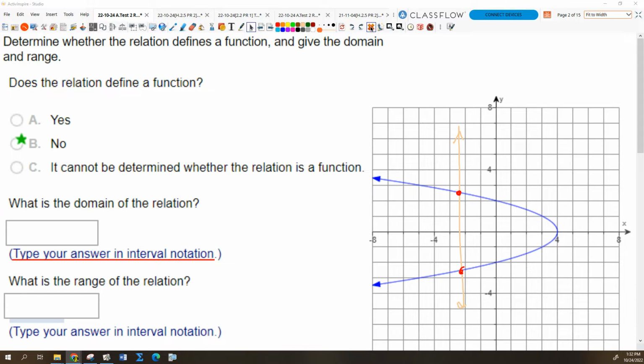It's got to be an interval, right? Because it's got an infinite number of values in the domain. It's not just like the values 2 and 4 and 7 or something, right? It's an infinite number of values. Now notice it says type your answer in interval notation, not as an inequality. It wants it in interval notation.